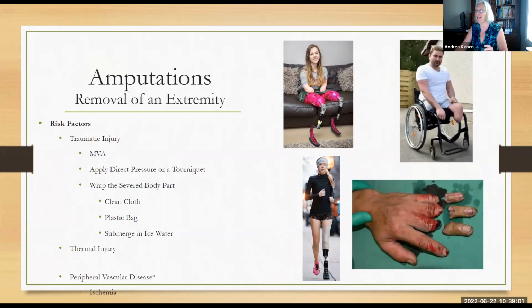All right. Let's talk about amputations. Oh, amputations.